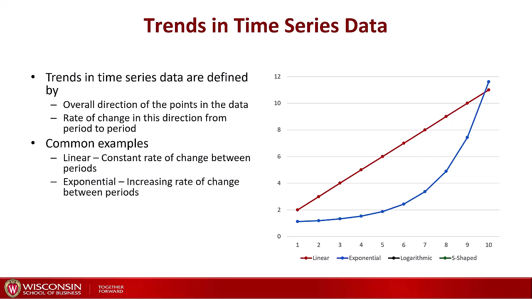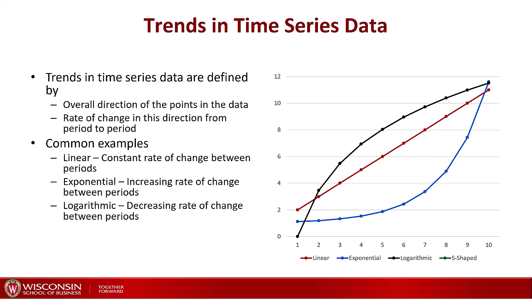Then we have the exponential trend, which has this increasingly upward curvature, and it means that the rate of change between periods is getting faster and faster. It's increasing. So from period 1 to 2, we have a small increase. From 2 to 3, we have a larger increase. And as we move forward, we have a larger and larger increase. It is an exponential increase.